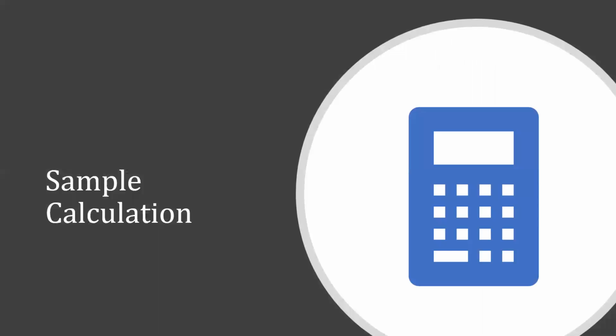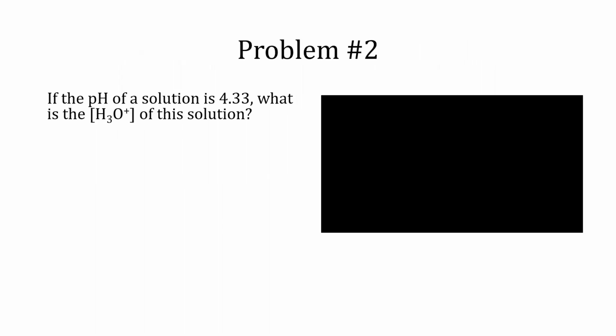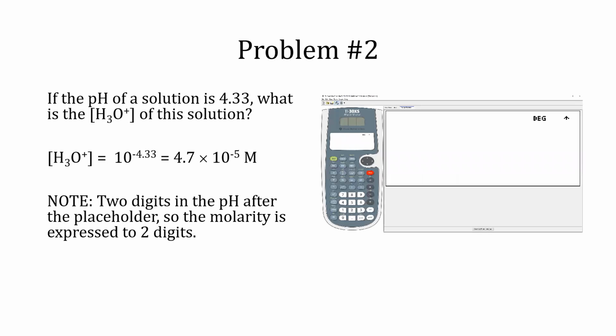Problem 2 is, if the pH of a solution is 4.33, what is the H3O+ concentration of this solution? The answer is 10 to the minus 4.33, or 4.7 times 10 to the minus 5 molar. There are 2 digits in the pH after the decimal point, so the molarity is expressed to 2 digits. Shown to the right is how one can perform this calculation on a scientific calculator.